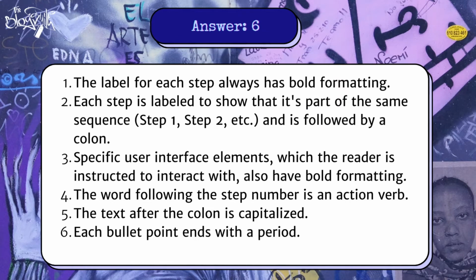Fifth, the text after the colon is capitalized. Those same words are all capitalized to be parallel. Sixth and finally, each bullet point ends with a period. I can't tell you how many times I've edited a piece that included lists, and some of them have periods at the end of each bullet point, and one of them doesn't, and it's inconsistent. And it's a little thing, but it really does stand out.